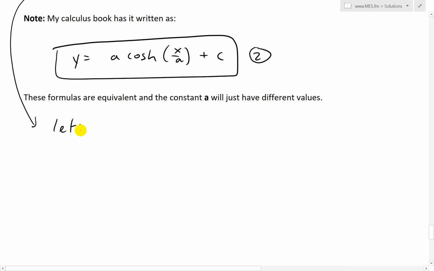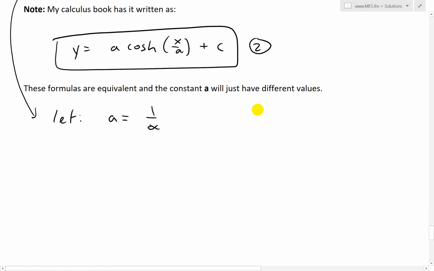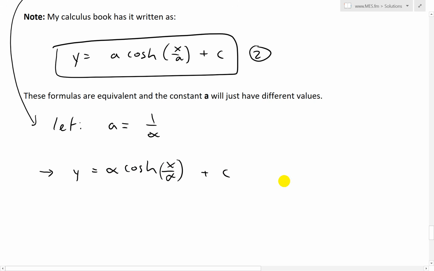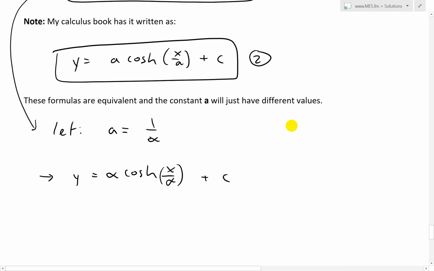If you just let alpha equal 1 over a, actually, the other way around, let a equal 1 over alpha, so you can just put that inside. We get y equals hyperbolic cosine of x over alpha, divided by 1 over alpha, which goes over there, plus c. So it's exactly the same thing, and you can just let alpha equal a. Same thing, just using a different variable doesn't change anything.